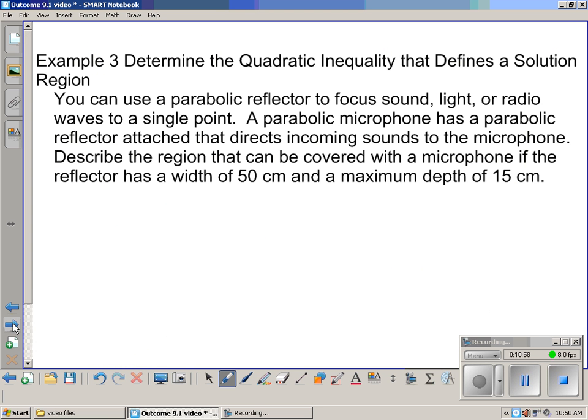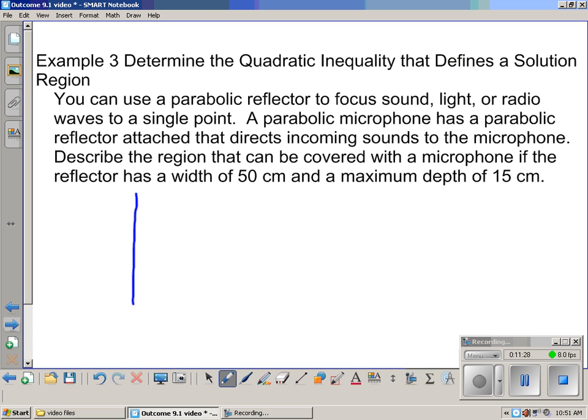Our last question for today is again a word problem. It says determine the quadratic inequality that defines the solution region. You can use a parabolic reflector to focus sound, light, or radio waves to a single point. A parabolic microphone has a parabolic reflector attached that directs the incoming sounds to the microphone. Describe the region that can be covered with a microphone if the reflector has a width of 50 centimeters and a maximum depth of 15.